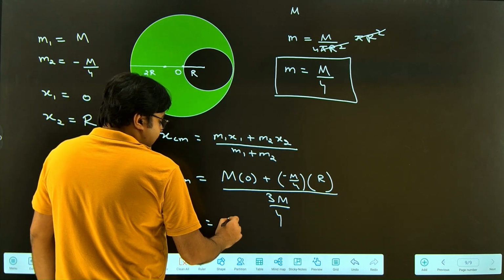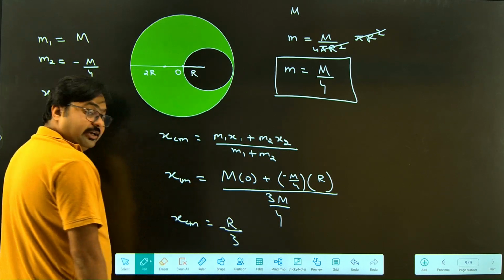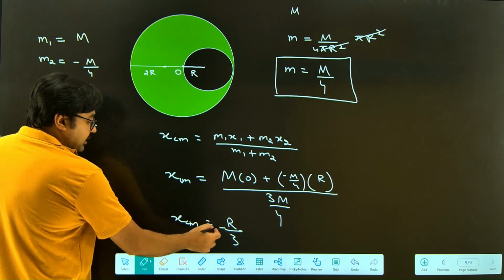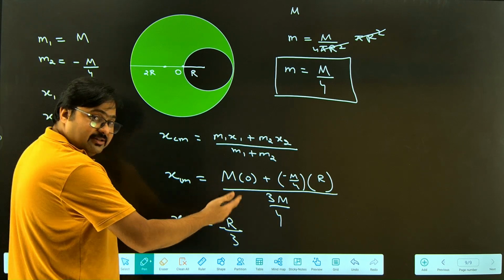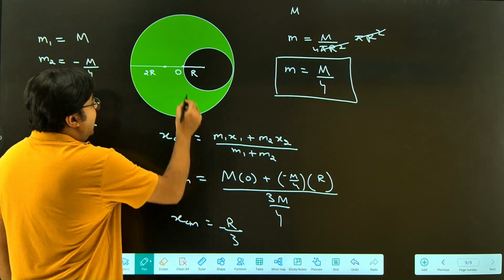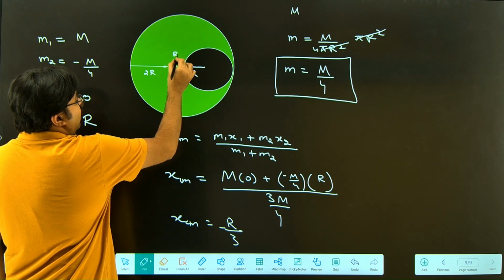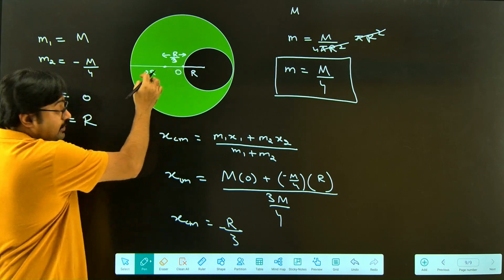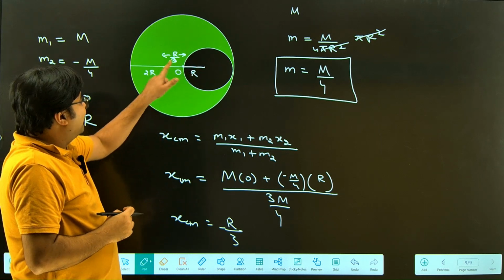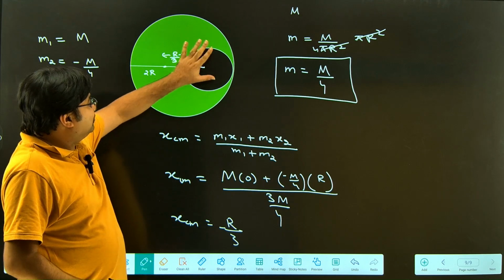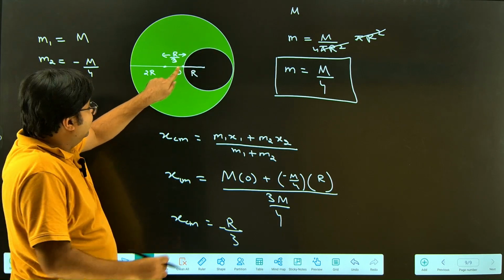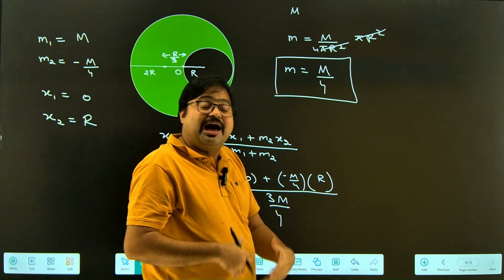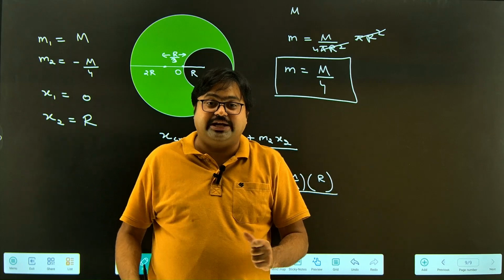You will have r divided by 3 with a negative sign, which means the center of mass is on the side of the negative x-axis, at a distance of r by 3 from the origin. So r by 3 from the origin, the center of mass is located to this side. Why did it come here? Because the mass went missing. If the mass was there, then the center of mass would have been here. The moment you remove it, the center of mass shifts to the side where the larger mass is situated.